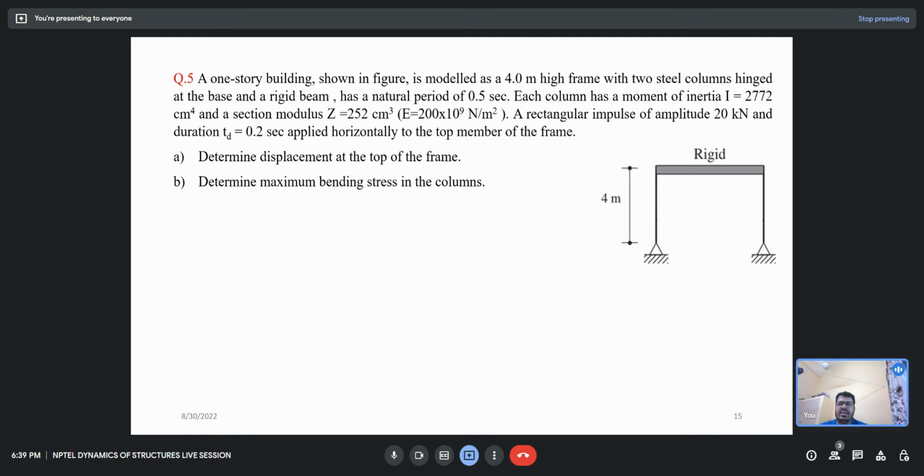A rectangular pulse, whose amplitude is 20 kilonewton, is applied up to 0.2 second to the top of the frame. We have to determine the displacement at the top of the frame and the maximum bending stress in the frame. So first, can you calculate the stiffness of the column? Anyone here? Can you tell me what is the stiffness of one column if the base is hinged?